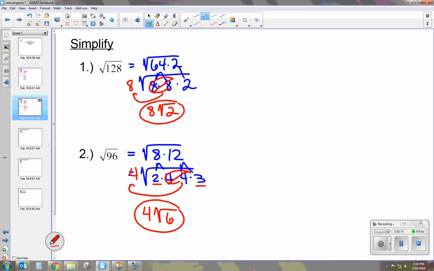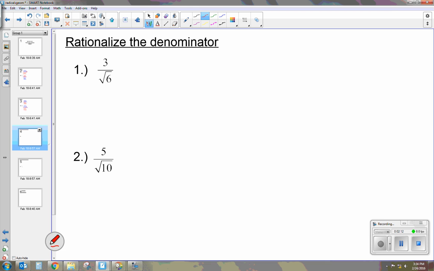Let's go to our next slide. Now that we know how to simplify our radicals, we have to be able to rationalize the denominator as well. We cannot have a radical in the denominator of a fraction, so we have to get rid of it. And I'm going to do a few examples off to the side.